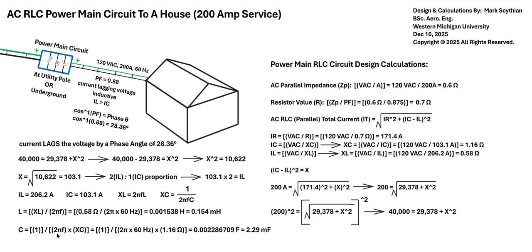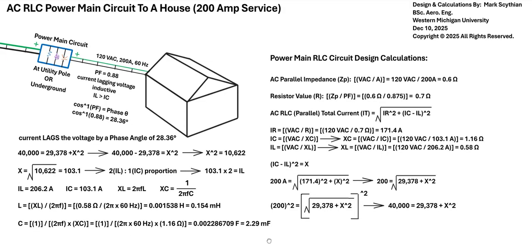We take 1 divided by 2 pi f times the capacitive reactance, rearranging this equation here. So we get this expression substituted, and then the following capacitance value of 0.002286709, which we can change to the millifarads equivalent. So now we have all the information needed to build the circuit to facilitate the 200 amp service.